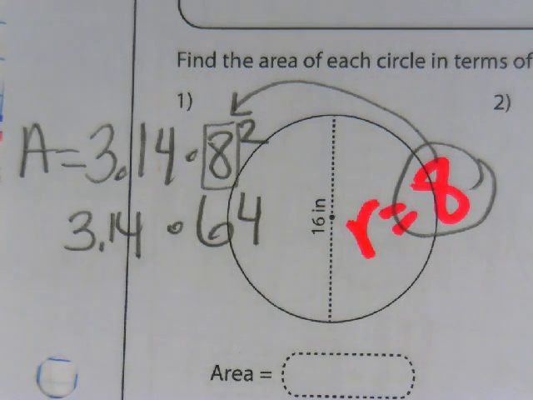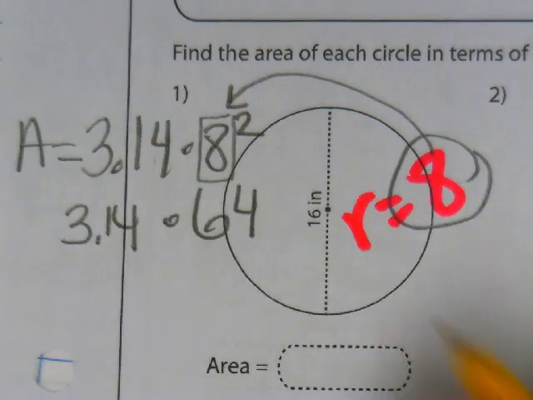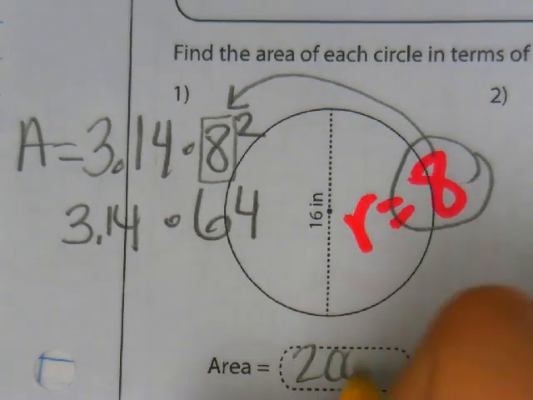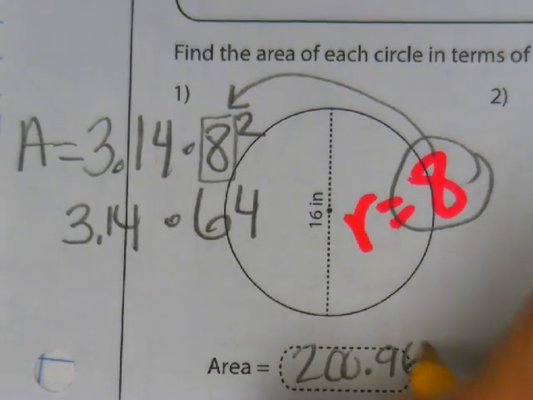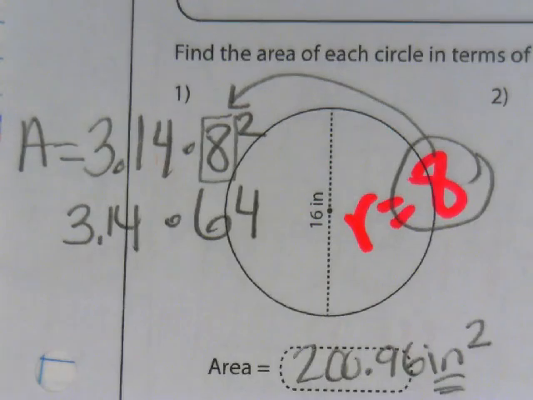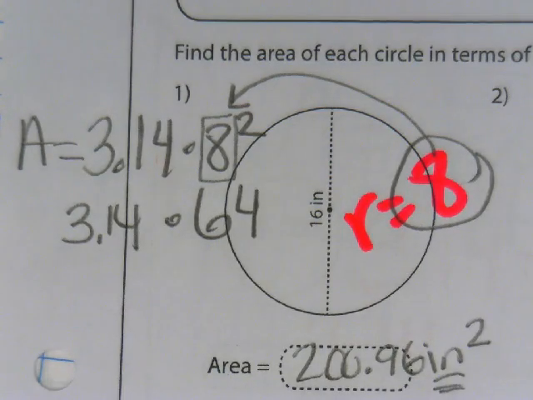Okay, what's 3.14 times 64? Inches squared. Don't forget the inches squared. Okay? And that is it. It will be the same step. You're always going to use 3.14. So you can write that down for every single problem. 3.14, 3.14, 3.14. This number is the number in pink that I wrote in. And then you just do the math with your calculator.